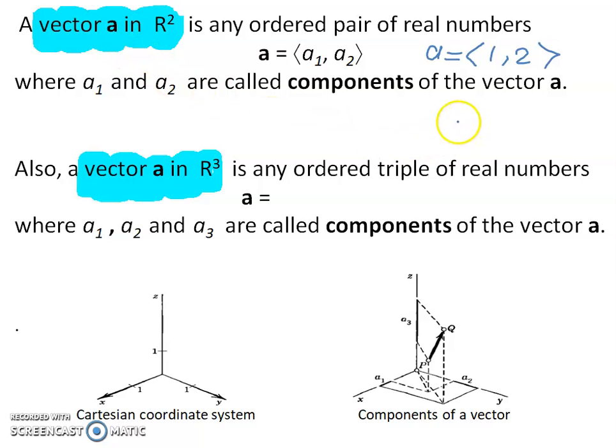2 dimension means the x-axis and the y-axis. This is the 2 dimension. 3 dimension means x-axis, y-axis and z-axis. This is the 3 dimension, or we call it Cartesian coordinate system or R cubed. A vector A in R cubed is any ordered triple of real numbers. So the vector in 3 dimension will look like (A1, A2, A3). It is an ordered triple where A1, A2, A3 are called components of the vector.